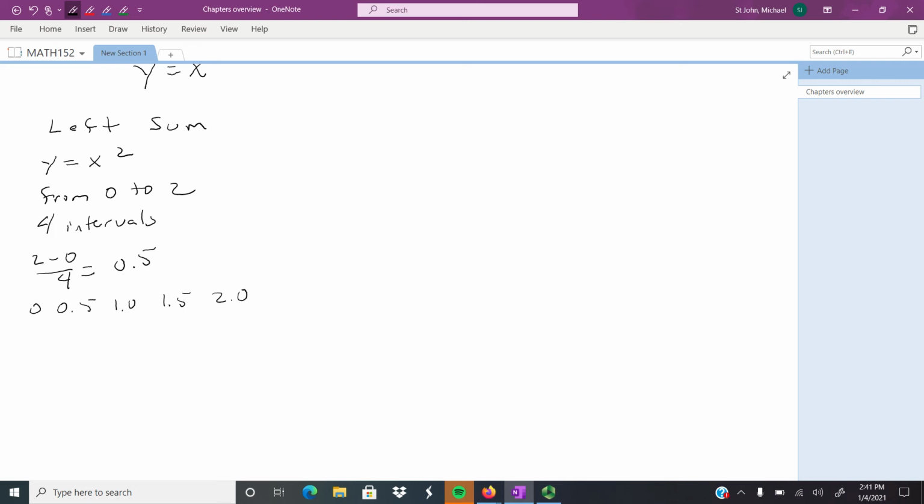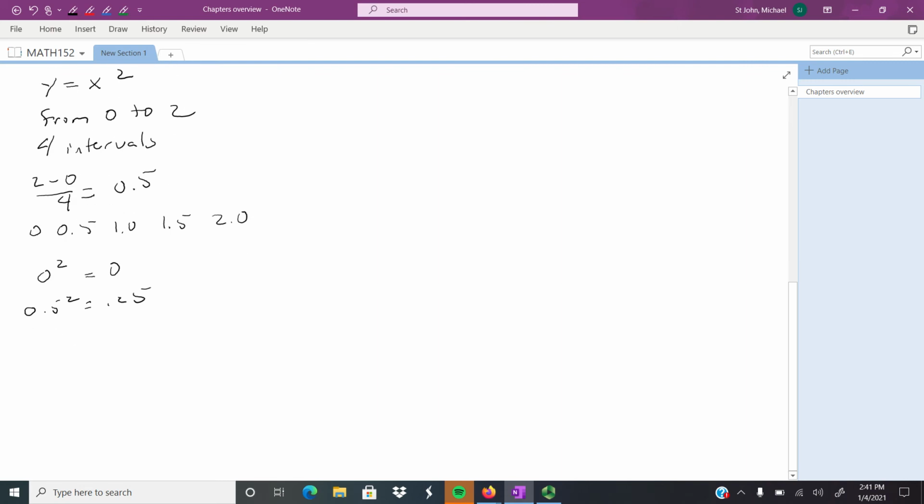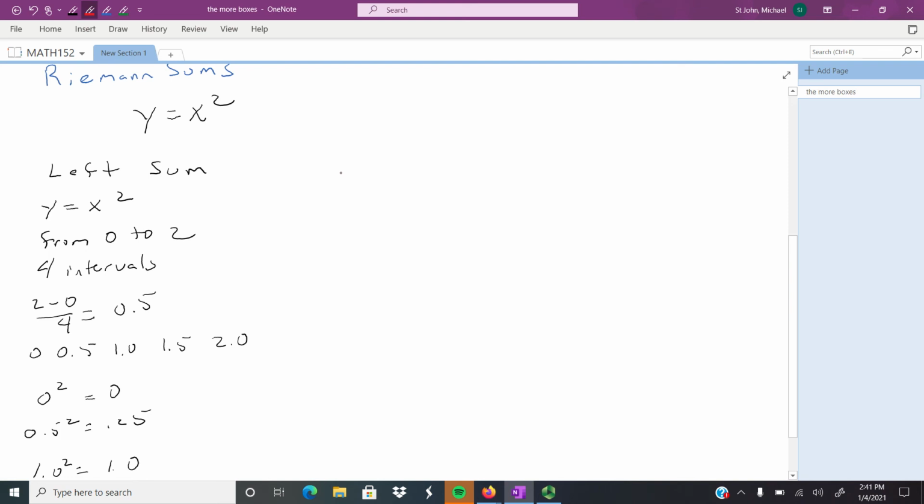Right? So the left sum means we're looking at the left endpoint of that box. So in terms of my boxes then, this will be 0 squared, which will be 0. This will be 0.5 squared, which is going to be 0.25. This will be 1 squared, which will be 1.0. And then this would be 1.5 squared, which would be 2.25. And I could add these together, and I get 3.50.